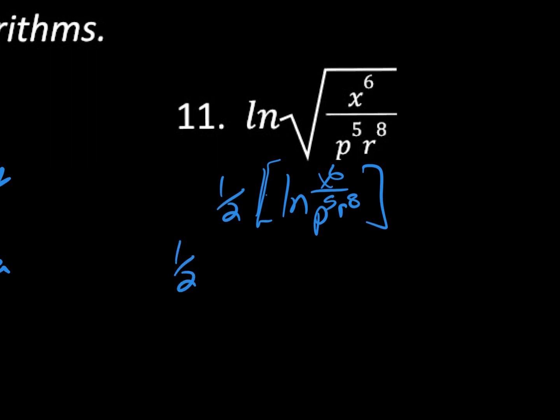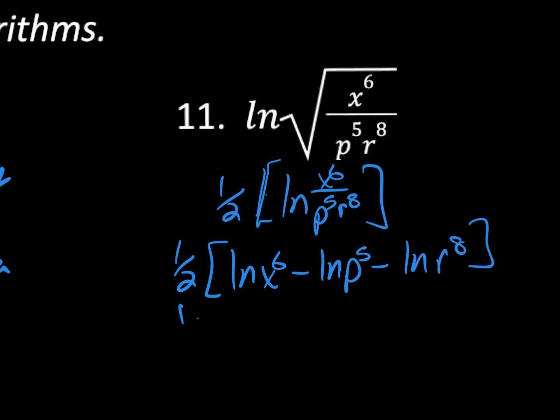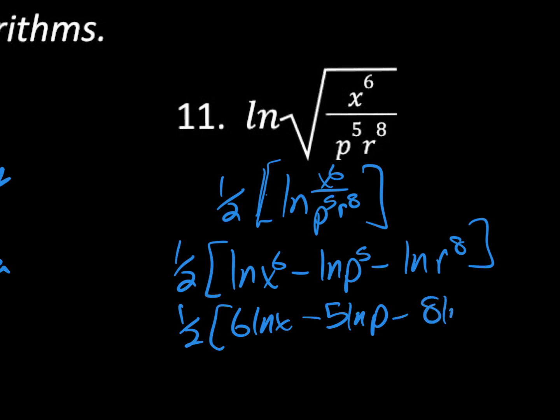So I'm going to have 1/2 natural log x to the 6th minus natural log p to the 5th minus natural log r to the 8th. And leave the 1/2 out there for a second. Put all these exponents in the front: 6 ln x, 5 natural log p, 8 natural log r. And then I'm going to distribute the 1/2.